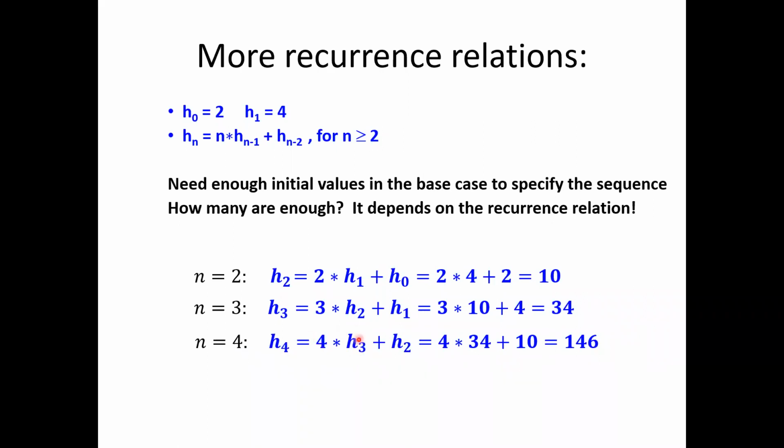So this will always be 1 less than this index, and this will be 2 less than this index. And then I just look up the previous values to compute. Clearly, this function explodes way faster than a Fibonacci, because I'm not just adding the previous term, but I'm multiplying it by the index.